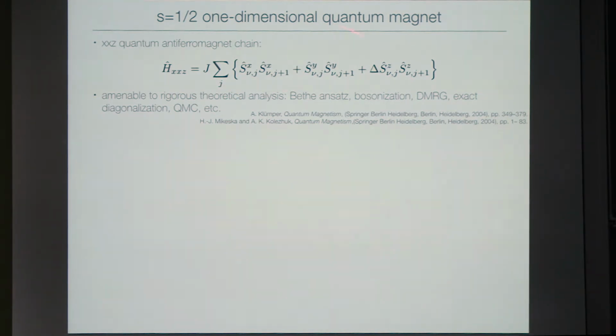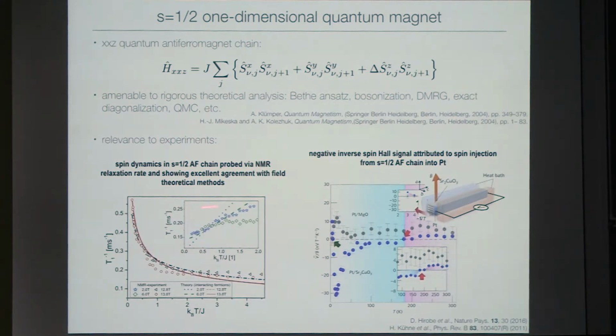Okay, so the system that I want to look at is a spin-1/2 one-dimensional quantum magnet. A well-known example is the XXZ quantum antiferromagnet chain, which has this well-known Hamiltonian. This model is particularly nice because it's amenable to rigorous theoretical analysis. It's been studied very well, and several exact solutions exist. And also, it's experimentally relevant.